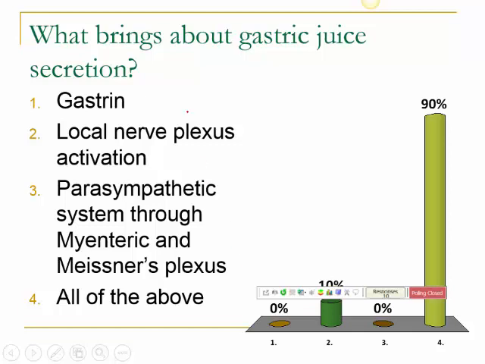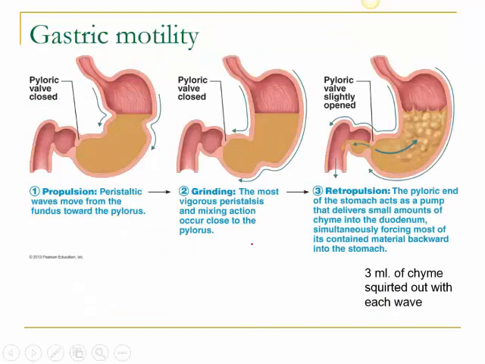All of the above. Yes, you have both hormonal and neural. The neural is through the local nerve plexus or through the parasympathetic, which is vagus. Now, everywhere we saw that there was both mechanical digestion and chemical digestion. The chemical digestion in the stomach was because of pepsinogen being converted to pepsin.